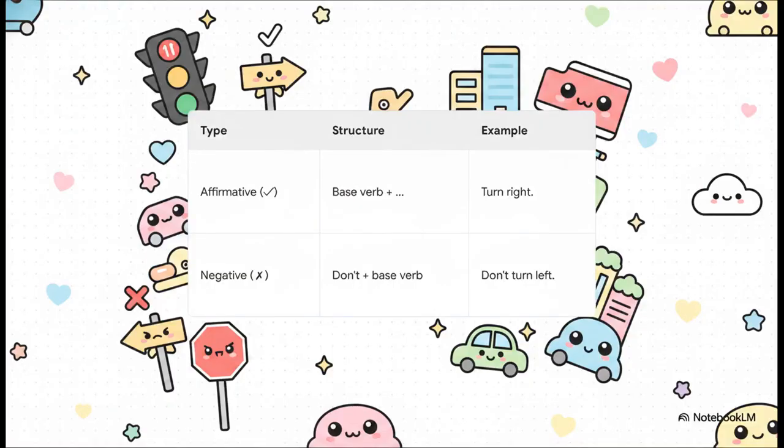Let's look at the structure. It's really simple. For a positive command, a yes command, we just use the verb. For example, turn right. And for a negative command, a no command, we just add don't before the verb. For example, don't turn left. That's all there is to it.